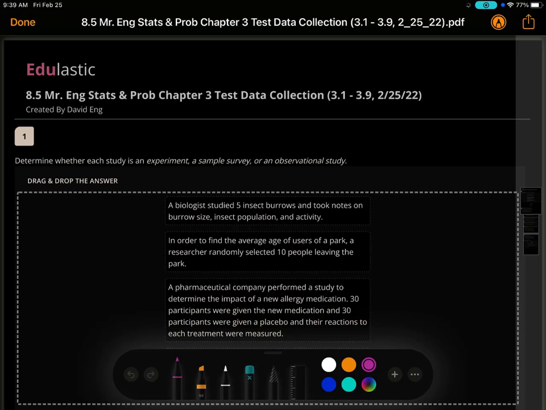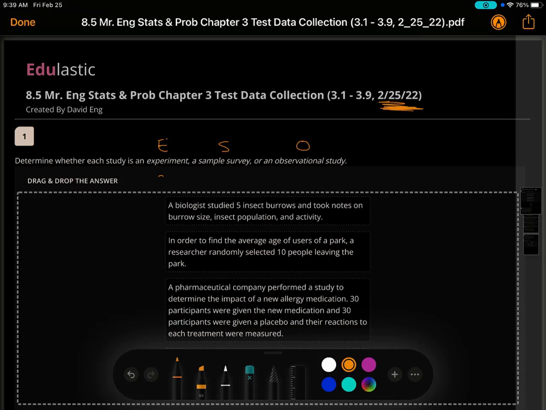6 and... Hey math lovers, let's go over this Chapter 3 test taken on February 25th, 2022. Determine whether each is an experiment, I'll just call this E, survey or observational study.